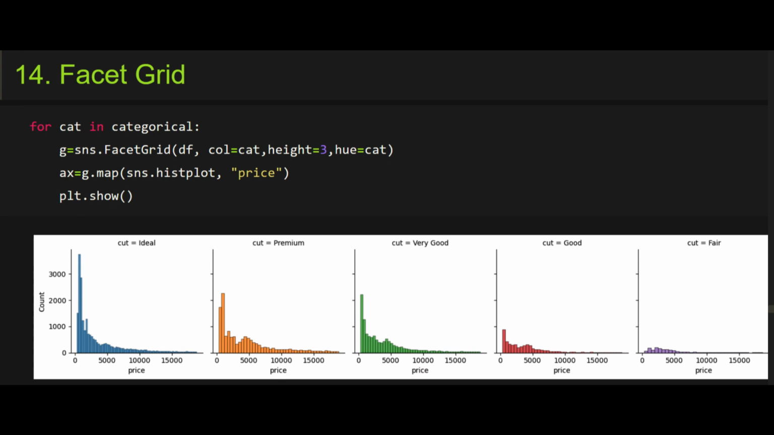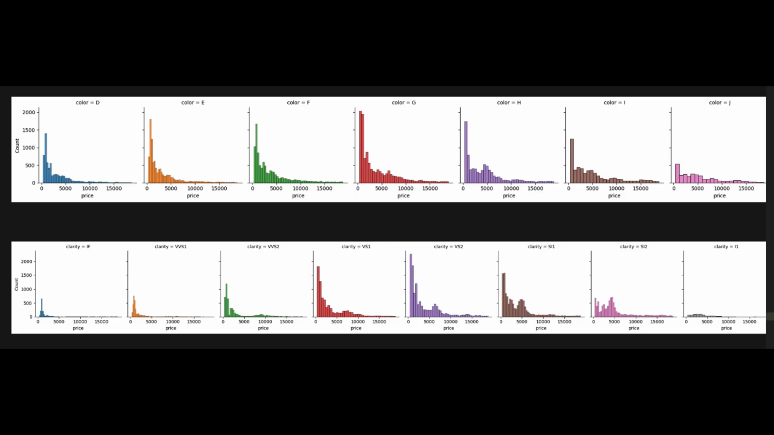Next, we're using sns.histplot to create histograms of the price variable. This will give us a clear understanding of how the price distribution varies across different categories. As you can see, this line of figures shows the price distributions across cut categories. Likewise, these two lines of figures show the price distributions across the other two categories, including color and clarity.